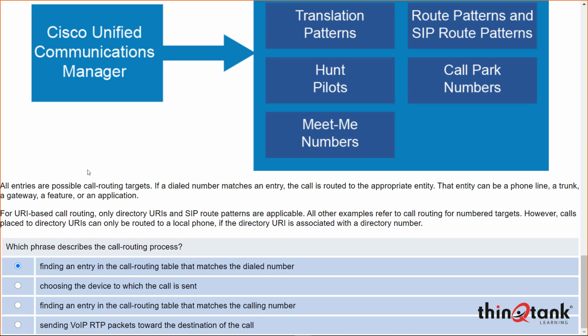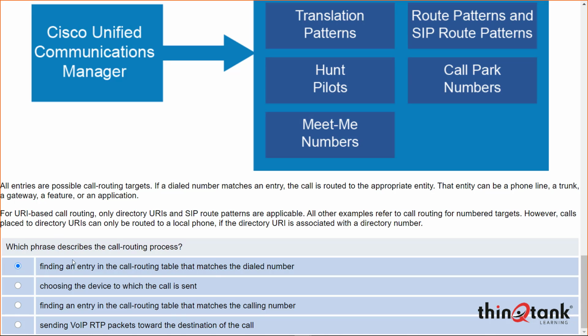Is it associated to a phone? Is it associated to a CTI route point? Is it associated to a hunt pilot? Those kinds of things. But that's what they're defining in this case as the call routing table. So that would be the applicable answer here.